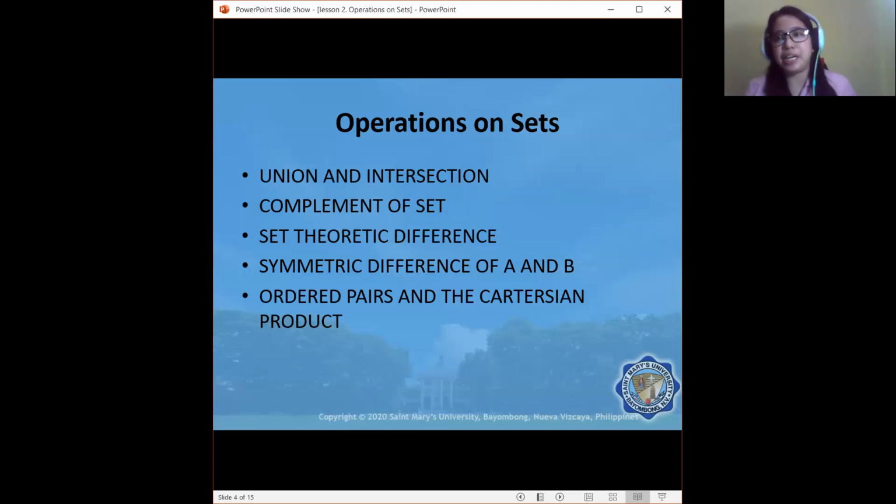So what are the operations on sets? Just like in algebra, we have operations that can be used in sets. We have the following: union and intersection, complement of sets, set theoretic difference, symmetric difference of A and B, ordered pairs, and the Cartesian product.